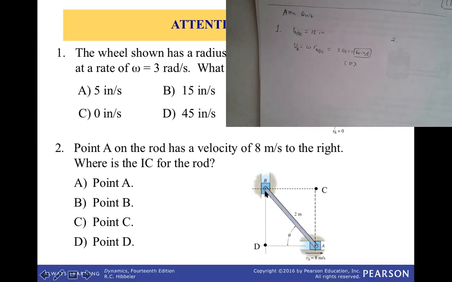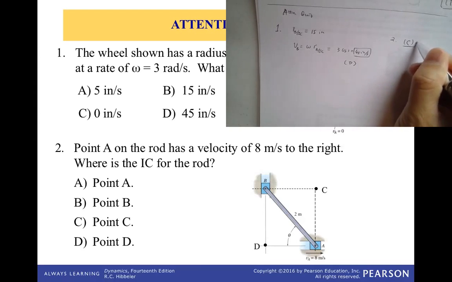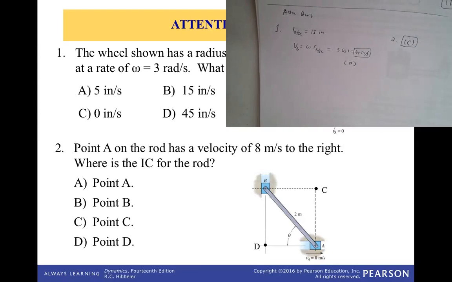From the geometry, you can see this guy is confined in this slot, so VB is going to be going downward. Then you draw through B the line perpendicular to VB. These two lines intersect at point C, so point C will be your IC for the rod. That's from the geometry. So this is C. You guys said C, so that's right. Good job, guys.